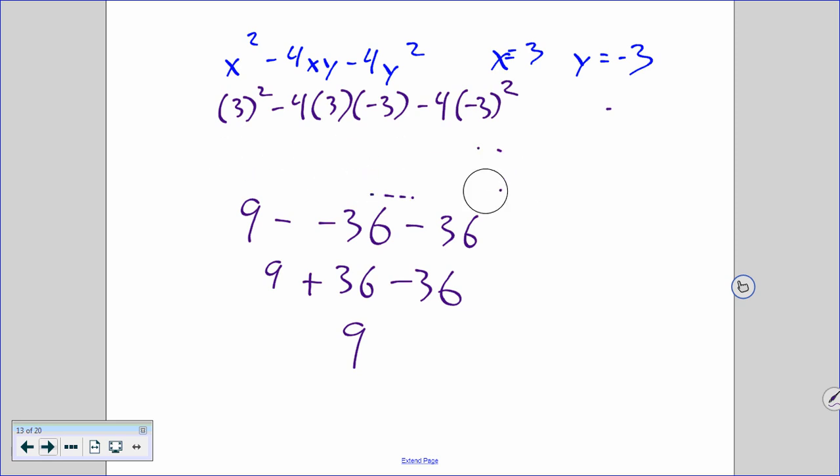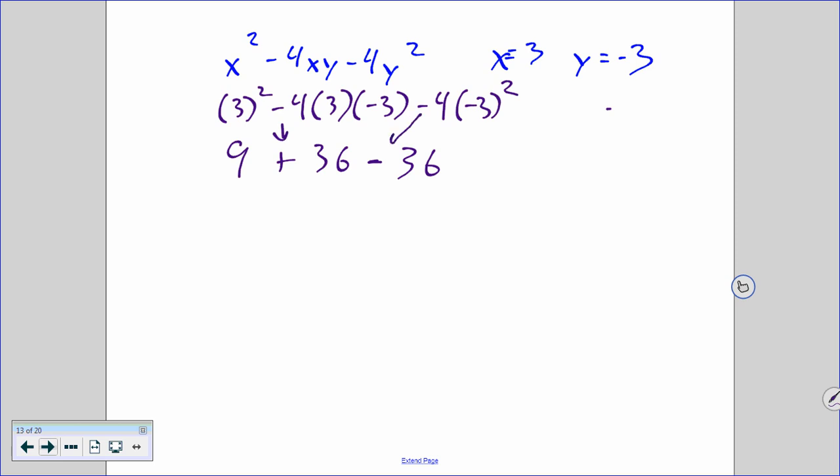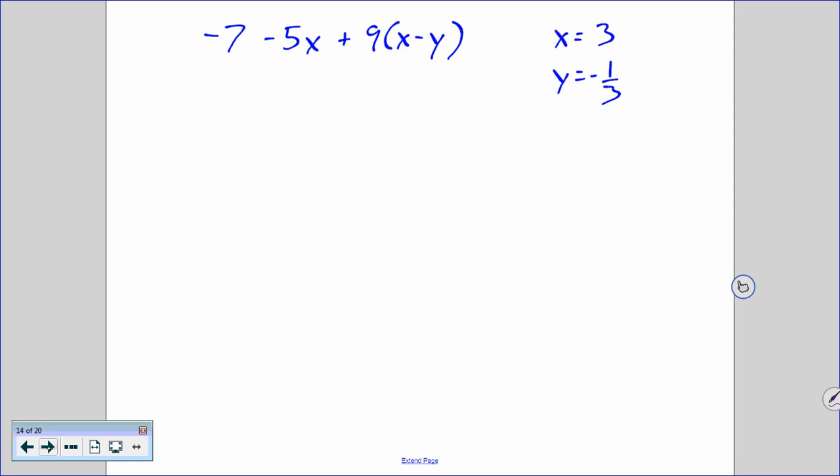Again, once you feel more comfortable with this, you could say this is really 9 plus 36 minus 36 right from the get-go, okay? Because again, these things right here are going to be your final steps. But anyway, all right, moving on.